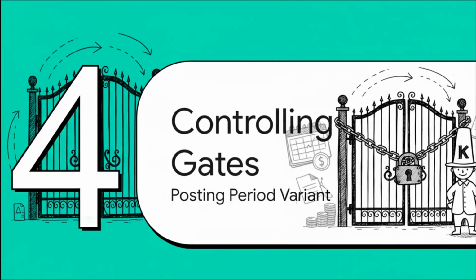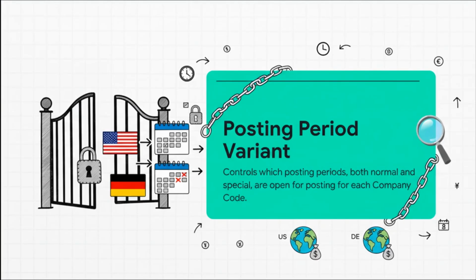Okay, having a 16-period calendar is fantastic, but it's pretty useless if you can't control which of those periods are actually open for business. So that brings us to section 4. It's time to meet the system's official gatekeeper. And that gatekeeper is called the posting period variant. Its only job is to control access. It lets you specify exactly which periods, both the normal 12 and the special 4, are open for a specific company code. This is huge. It means you can have, say, your US company on one closing schedule and your German company on a totally different one, all managed neatly within the same system.